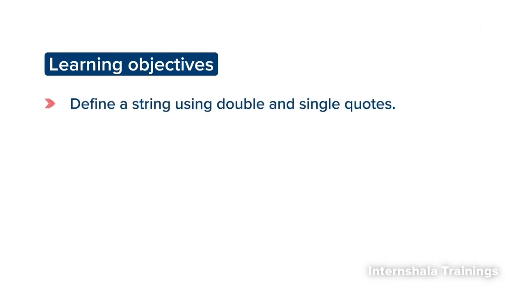After going through this video, you will be able to define a string using double and single quotes, and explain escape characters. Strings are very important in any programming language. We can define a string as a text or a sequence of characters. No matter how big the text is, it can all be stored in one variable. But the most important thing is that a string must be defined within quotes like we have defined.